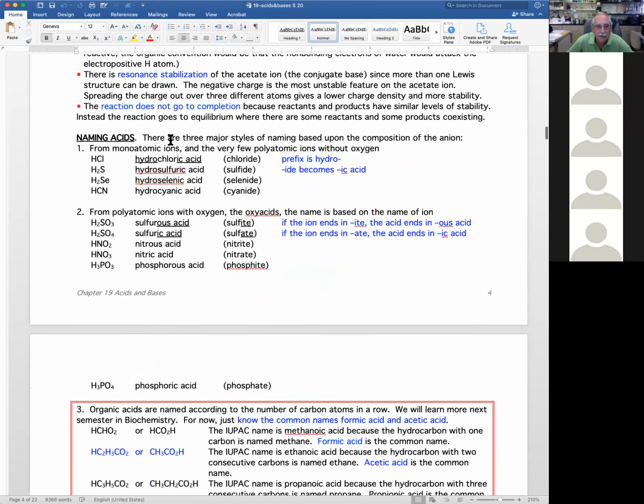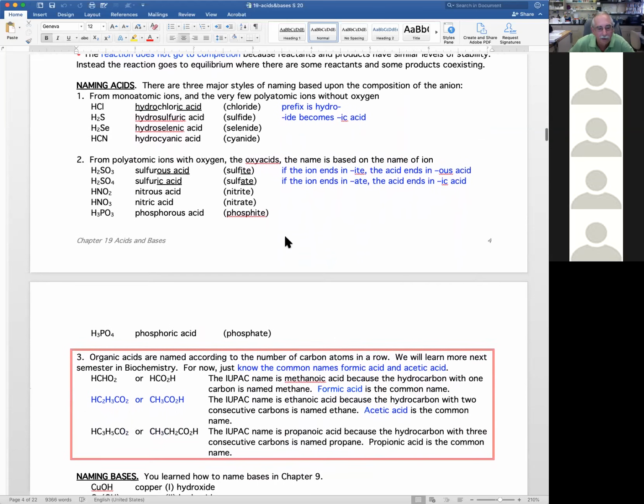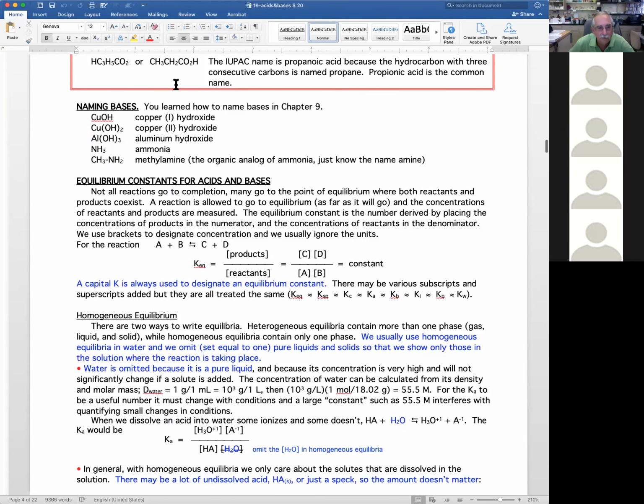So naming acids, you need to know these two systems, right? Those two ways of doing it. Naming bases, there's only one, so you have to know how to do that, but you also have to know what ammonia is and what methylamine is, for example, an amine.